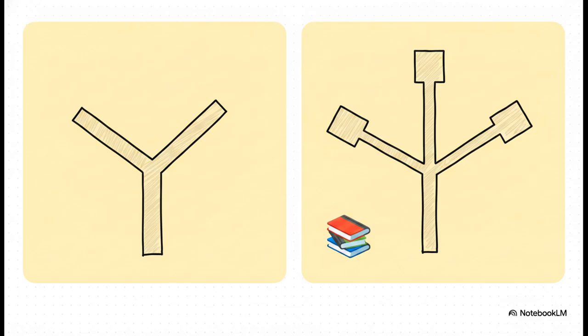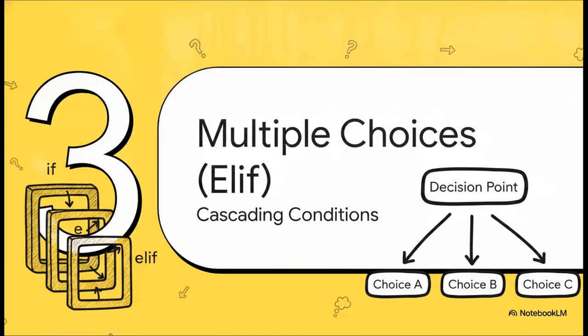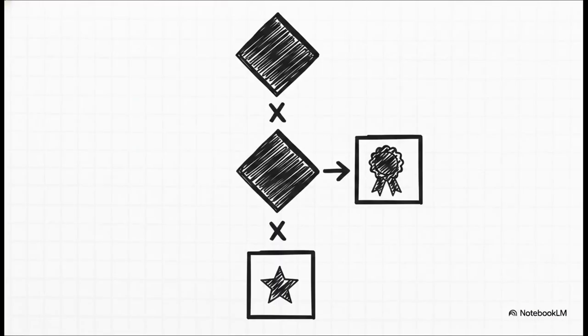Let's step it up to our next tool and see how this builds from a simple 2-choice binary decision, like an adult versus a minor, into something that can handle much more multi-layered scenarios, like assigning school grades of A, B, or C. Because, let's face it, life isn't always just 2 choices. Which brings us to section 3, multiple choices with if-elif. Now, what's really fascinating here is how this code flows down like a waterfall.